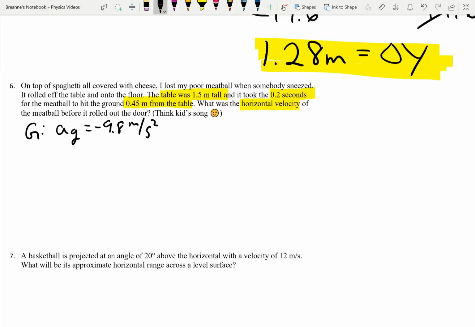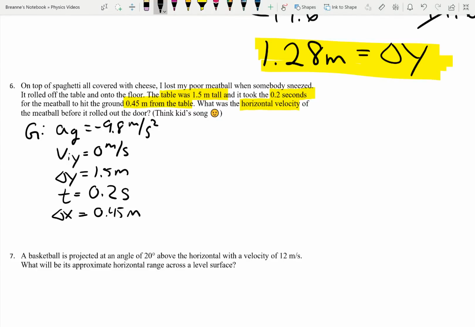So it rolled off the table. Since it's rolling off the table, we also know that our initial velocity in the y is going to be 0. Our table is 1.5 meters tall, so that is our delta y. Seconds is time, so we know our time is 0.2 seconds. And it says from the table, so our delta x is 0.45 meters. And our unknown, what we're looking for, is our velocity in the x, in meters per second.